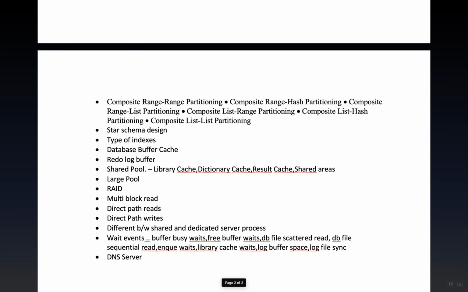Types of indexes are like B-tree, bitmap. I'm not able to further recall. Database buffer cache. The database buffer cache is the place where data from the disk is copied into memory.